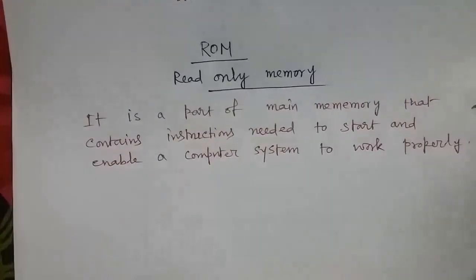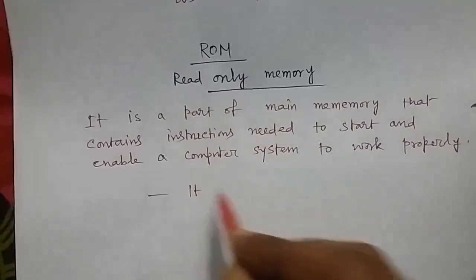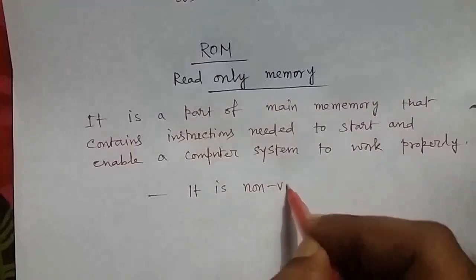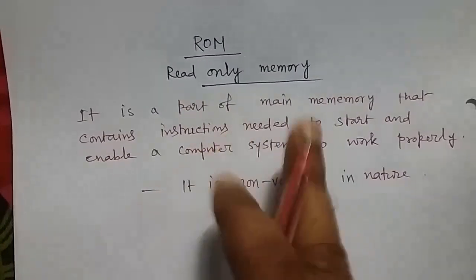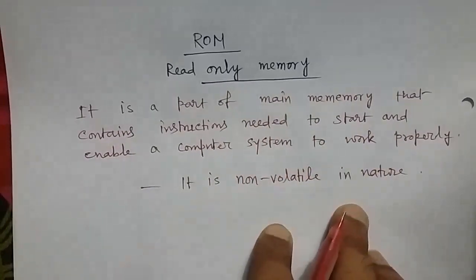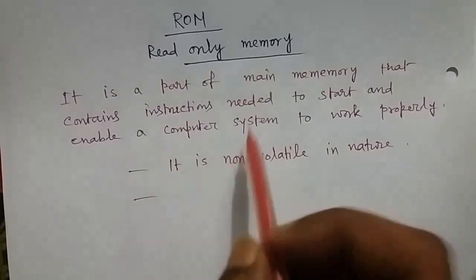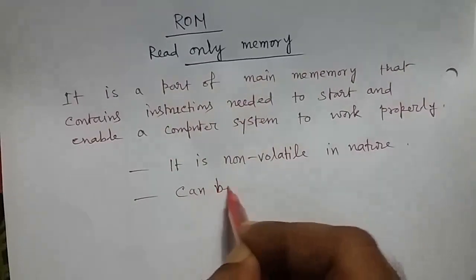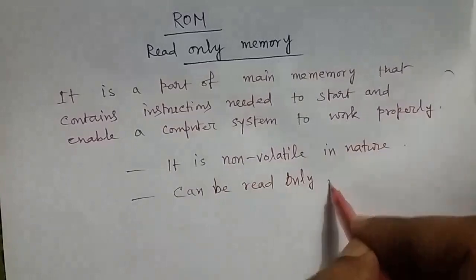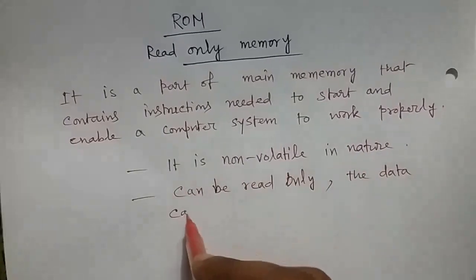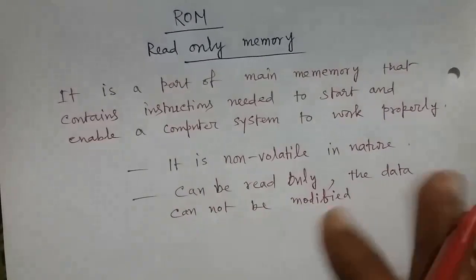Okay, and some points regarding ROM you need to remember, that is it is non-volatile in nature. That means the instruction that are stored in ROM are permanent and cannot be erased even if the computer is turned off. Okay, and second one is the data that are stored in ROM can be read only. Okay, it cannot be modified. The data cannot be modified. So the instruction and data cannot be modified or changed.